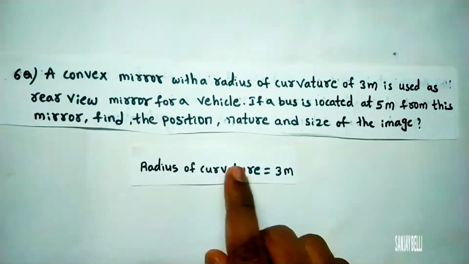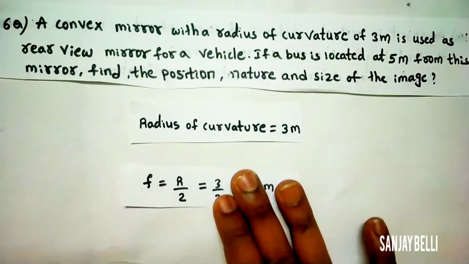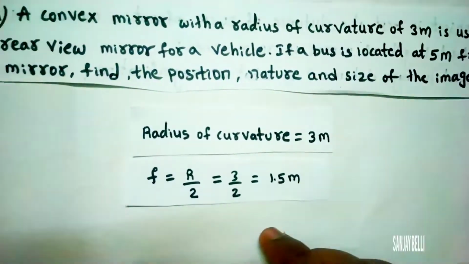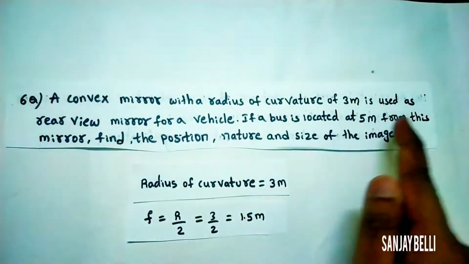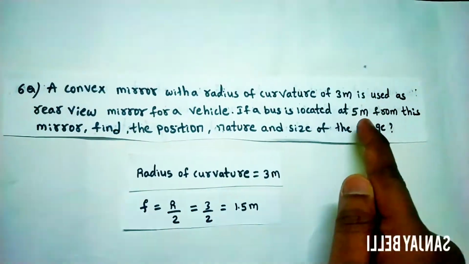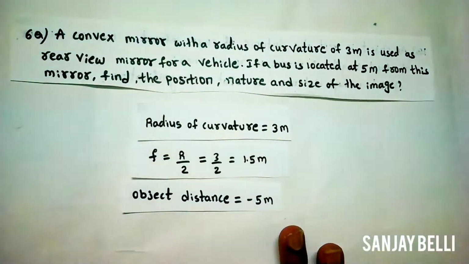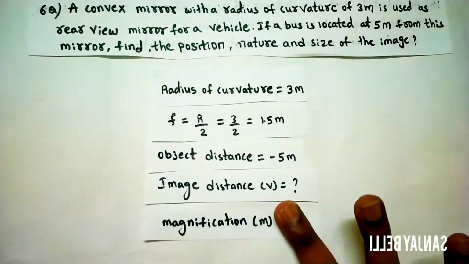So how to convert the radius of curvature into focal length? That is 3 by 2. Half of the radius of curvature is nothing but your focal length, that is 1.5 meters. And what was given, the bus is located at 5 meters from this mirror, that is, object distance is given as 5 meters, and we have to find the image distance and magnification.